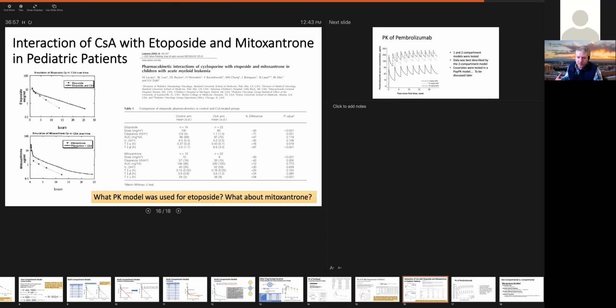And so again, having a good understanding of what these mean, maybe not that you can model it, but when you read the data, it makes more sense. Then you can really get a better feel for what they're trying to illustrate in this study, which is that cyclosporin A, when used with either of these drugs, changes the elimination half-life, which is shown here in this terminal phase, where it's much longer here with etoposide and also here with mitoxantrone.